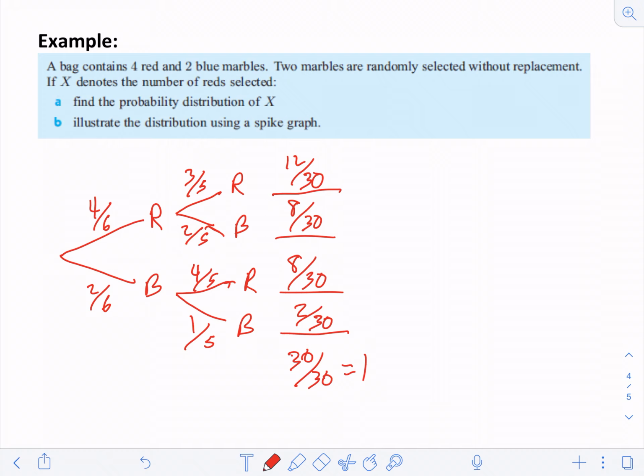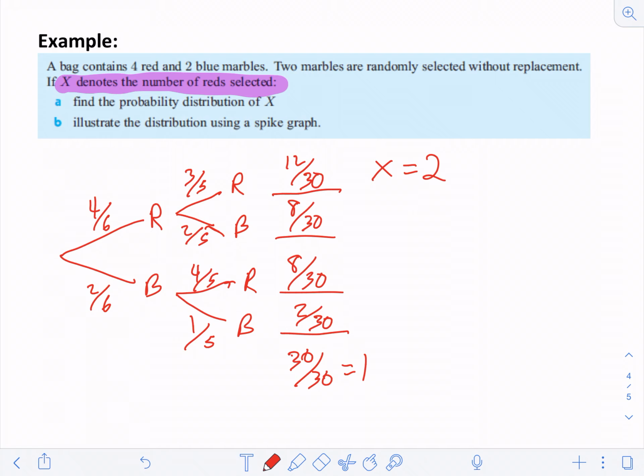I'm not going to list all 4 of them, because remember, I have to go by my discrete random variable, which is, as it says up here, the number of reds selected. Those are my probabilities. Well, which one is it where I have 2 reds selected? That's going to be this one, x equals 2. That's going to be that probability, which is 12 out of 30, right?